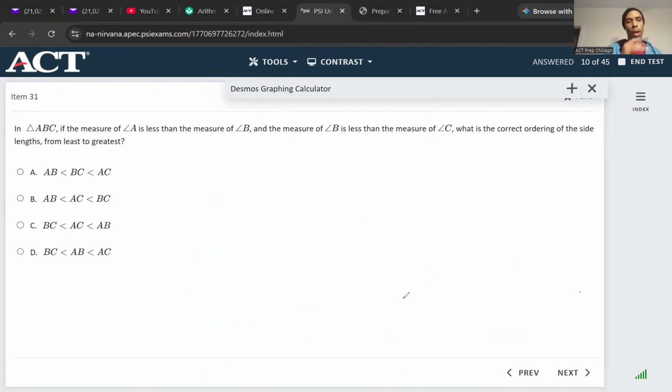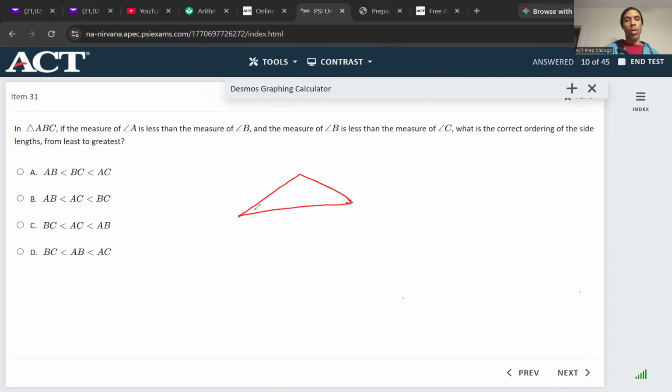So we've got to draw a triangle where the measure of A is less than the measure of B, and B is less than the measure of C. Let's see if we can draw a diagram like that. We want to draw one with a big angle, like an obtuse angle, like C. That's an obtuse angle. And then we want to draw one where maybe something like this. Okay, so this is the smallest one.